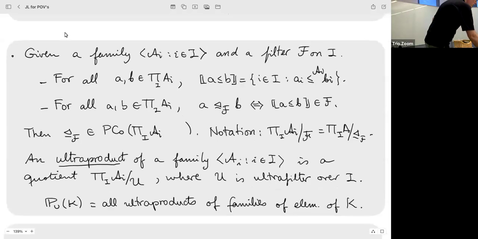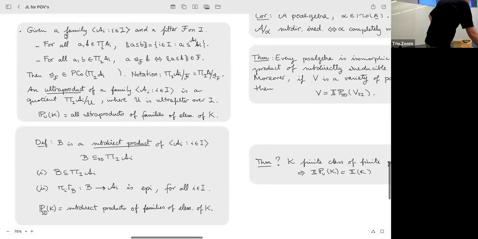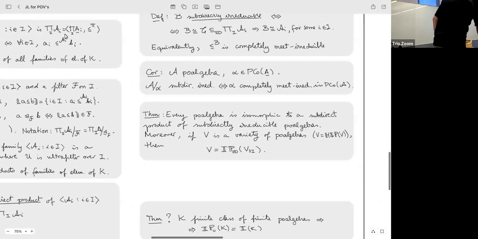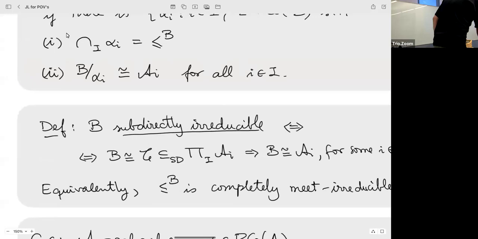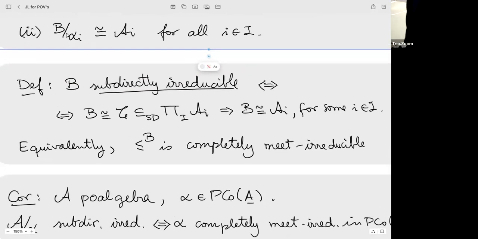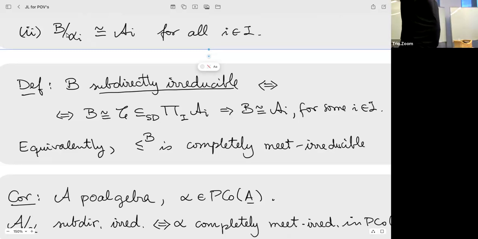Okay. We have also a notion of subdirectly reducible, but for the sake of time, I'm going to skip it. The important thing here is that we can also prove that B is subdirectly reducible if and only if the preorder of B is completely meet reducible. So the smallest element of your precongruence lattice is completely meet reducible. That's what is sometimes called the lollipop theorem. Right? So you take all the precongruences that are not the smallest one, take the meet of all those, and this is going to be immediately above this one.